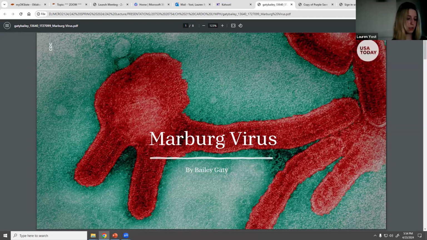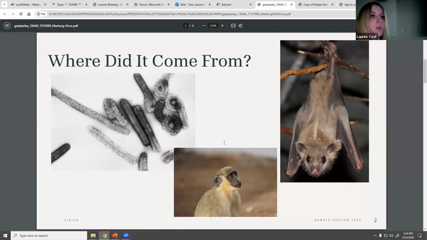But what if I told you that there is a hemorrhagic virus that's just as deadly as Ebola? So today I will be talking about the Marburg virus, an exotic and highly virulent microbe. So where did it come from?